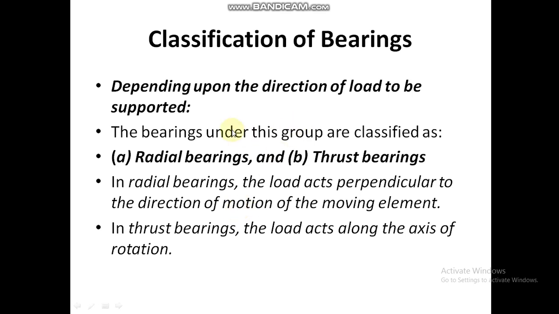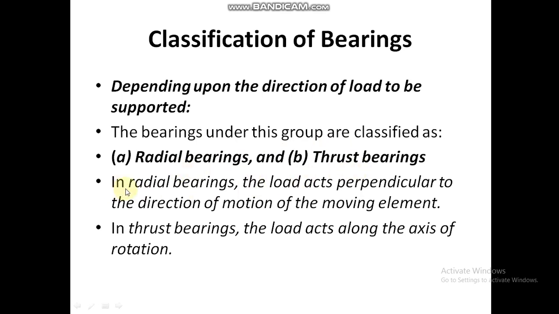So what is the classification of bearings? Depending upon the direction of load to be supported. So first we classify the bearings on the basis of direction of load to be supported. The bearings under this group are classified as radial bearings and thrust bearings.